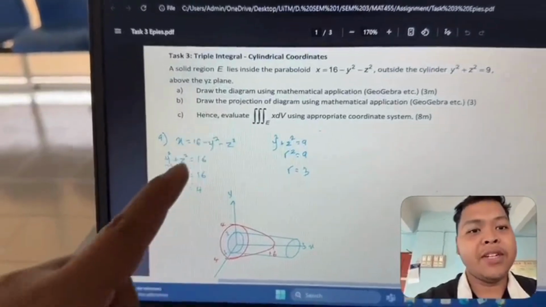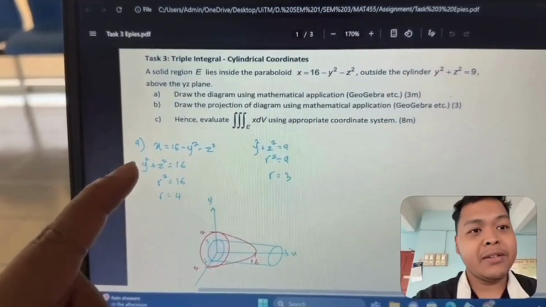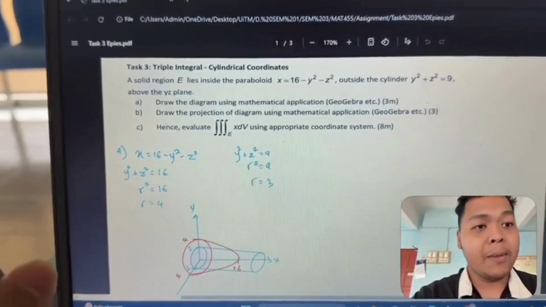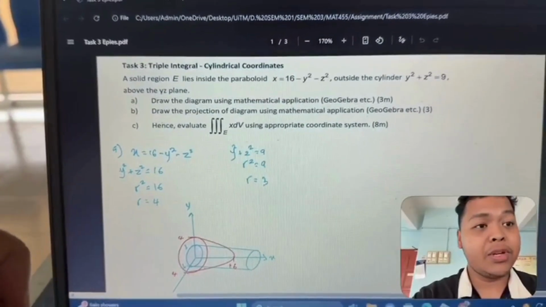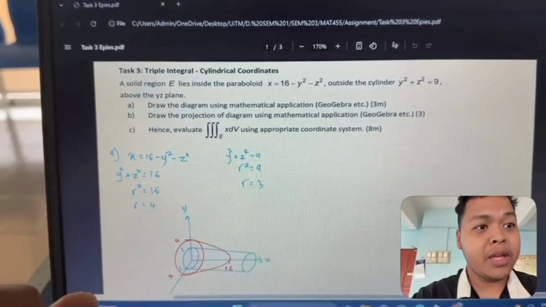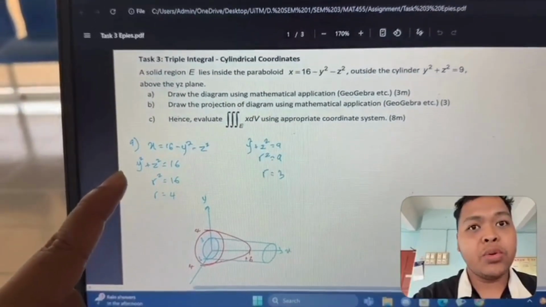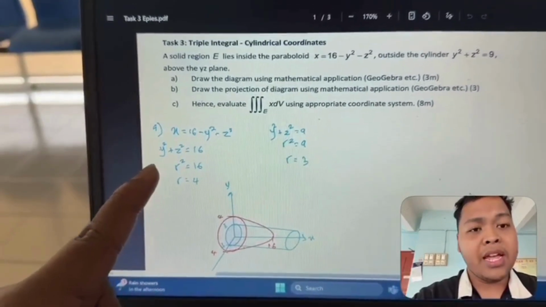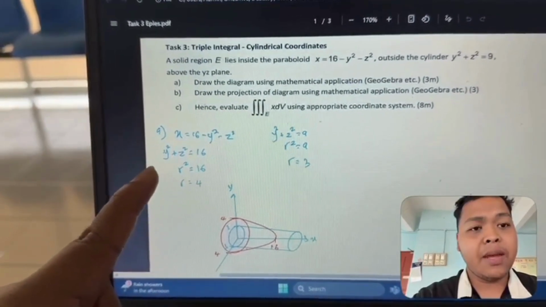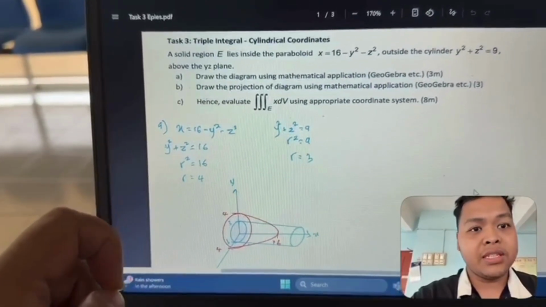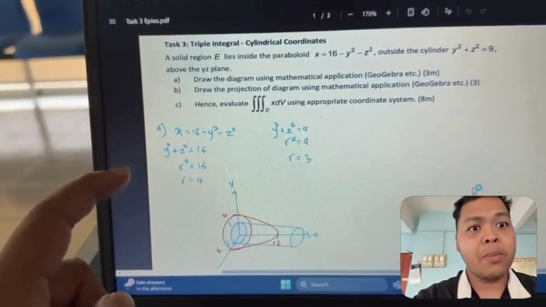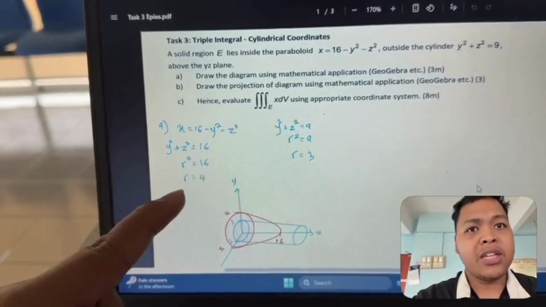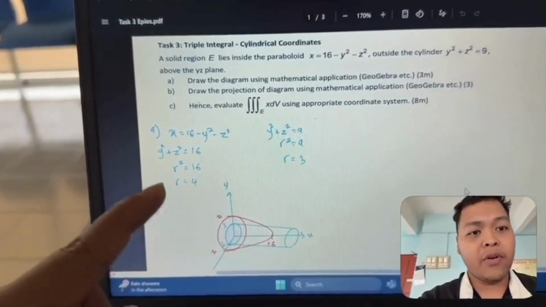My group assignment is task 3. The question mentions the equation of the paraboloid, x equals 16 minus y square minus z square, and the cylinder equation, y square plus z square equals 9. For question A, I first take the paraboloid equation x equals 16 minus y square minus z square, and using the circle formula y square plus z square equals 16, then r square equals 16, so the radius for the paraboloid is 4.